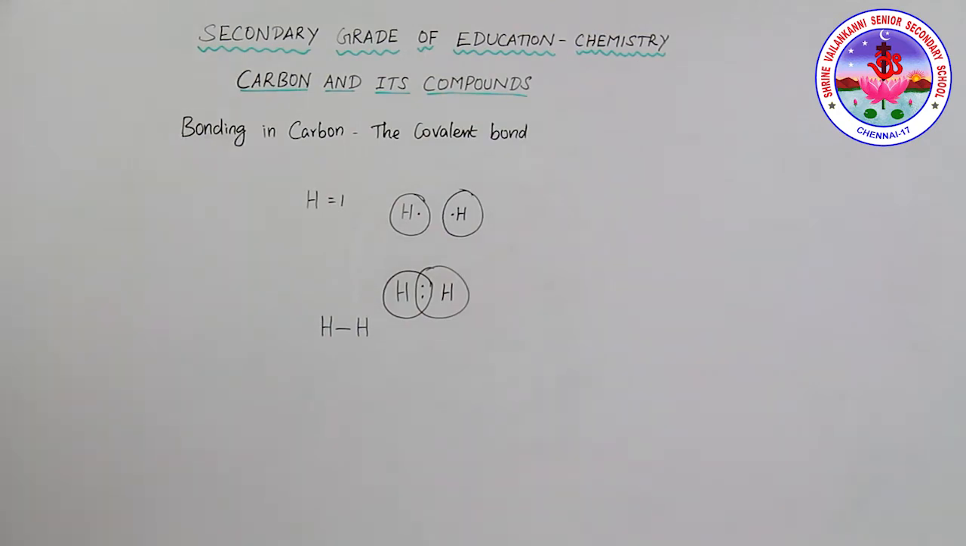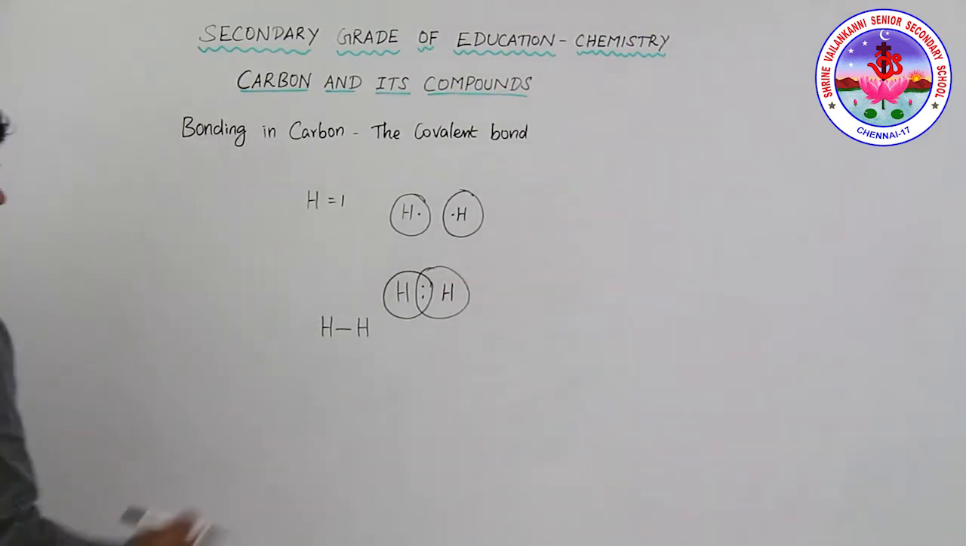See, hydrogen is the simplest element. The atomic number of hydrogen is what? 1. Hydrogen has 1 electron in the K shell and it requires 1 more electron to fill the K shell. So 2 hydrogen atoms share their electrons to form a molecule of hydrogen, that is H2. This allows each hydrogen atom to attain the electronic configuration of the nearest noble gas.